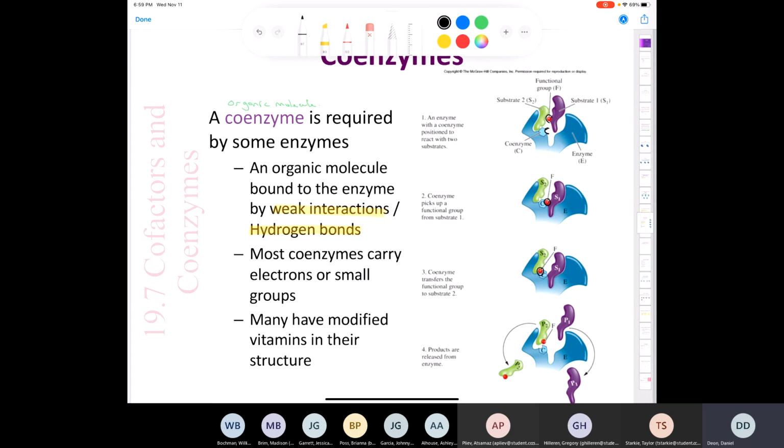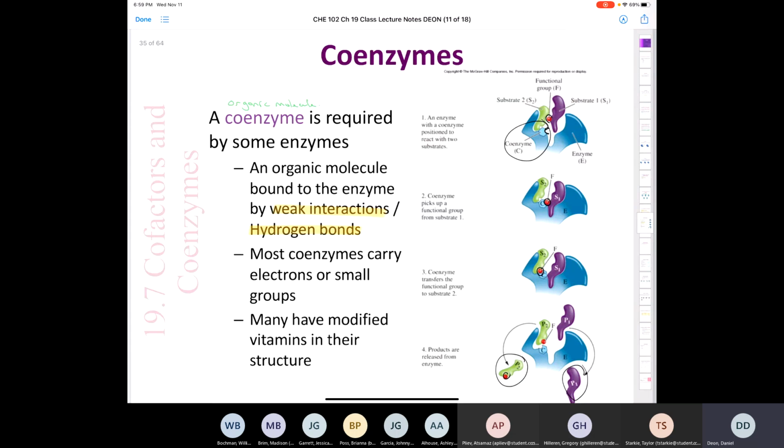And then once that transfer occurs, they're both released to form the new products, which is the first substrate with the functional group on it, and then after the other substrate loses the functional group, it forms the other product, like that. So again, the coenzyme is kind of the key player here that actually works as a mediator, right? It's passing the functional group from one substrate to the next.